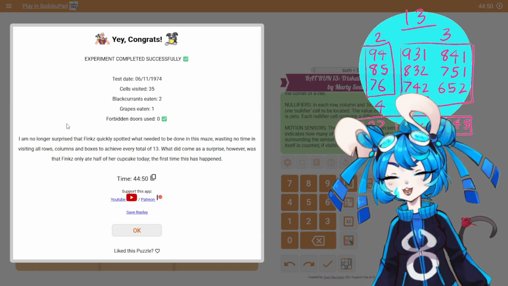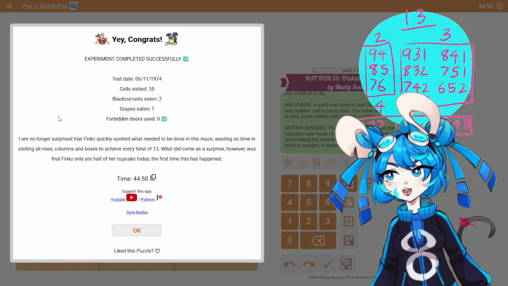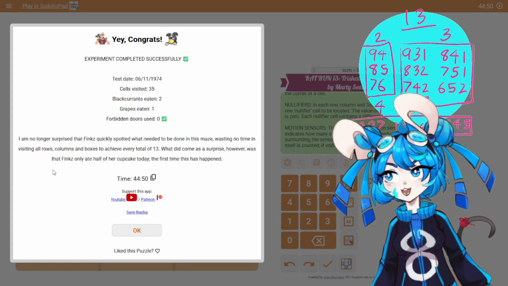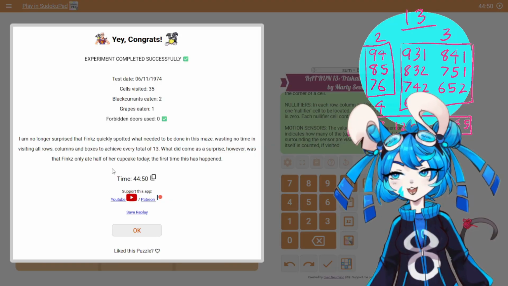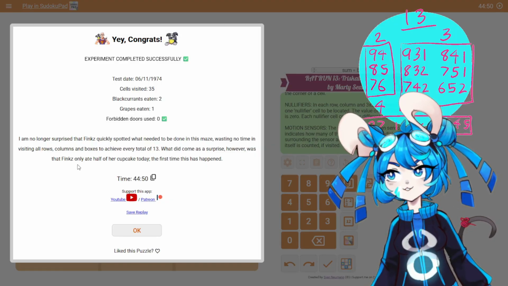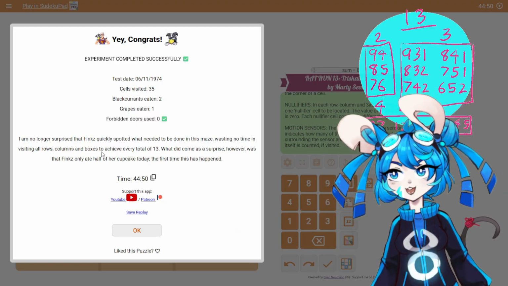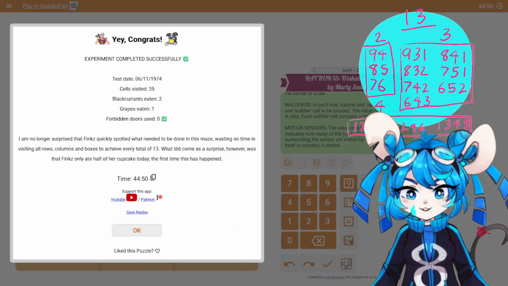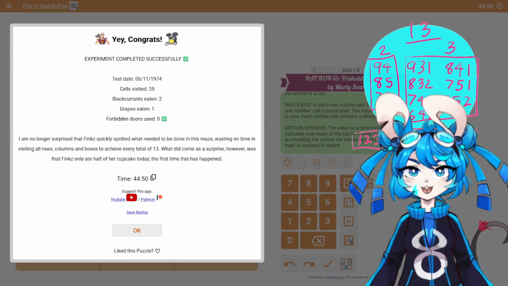Jeez. Anyways, I am no longer surprised that Finks quickly spotted what needed to be done in this maze, wasting no time in visiting all rows, columns, and boxes to achieve every total of 13. What did come as a surprise, however, was that Finks only ate half of her cupcake today. The first time this has ever happened. Whoa. Only half the cupcake? Why would you do such a thing?